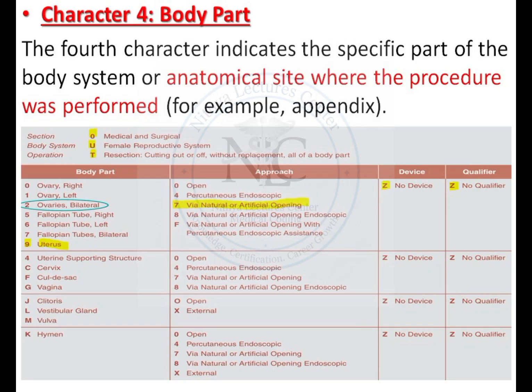So likewise we should pick the code from the PCS table. In the PCS table we often have different codes for the left side and the right side. For example, in this table, if only the right ovary was removed we should take 0, and if the left ovary was removed we should take the number 1. If both sides, bilateral, we should take the number 2. So likewise we should take the codes.